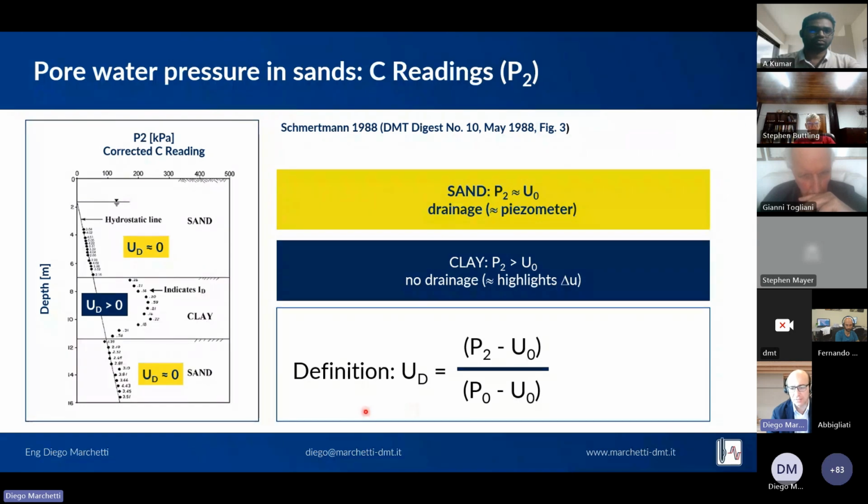The UD is an intermediate parameter defined as the distance between the point and the water pressure. So in sands, UD is equal to 0 because the point is on the water pressure, whereas in clay, the point is far away from the water pressure, so UD is greater than 0. And the higher it is, the more the soil is undrained and not permeable.